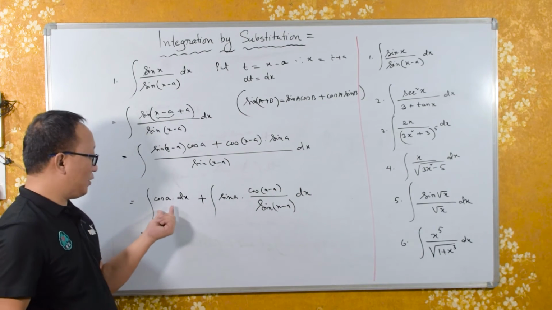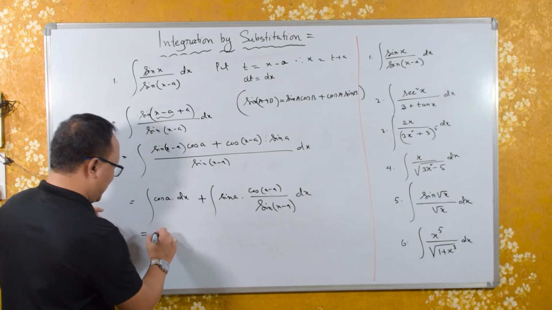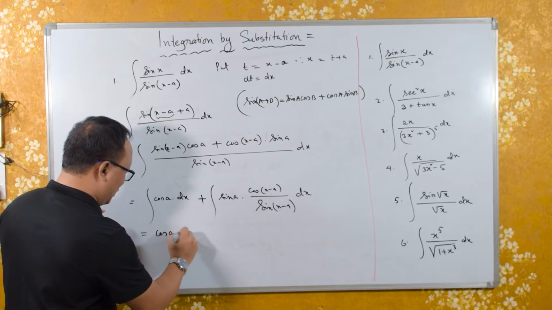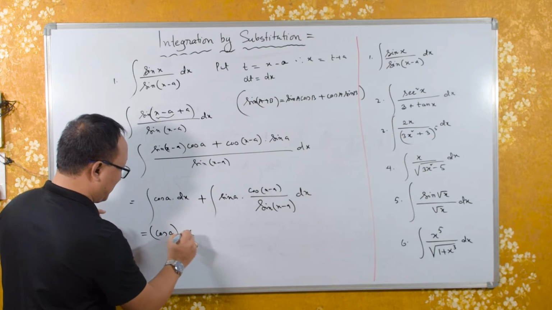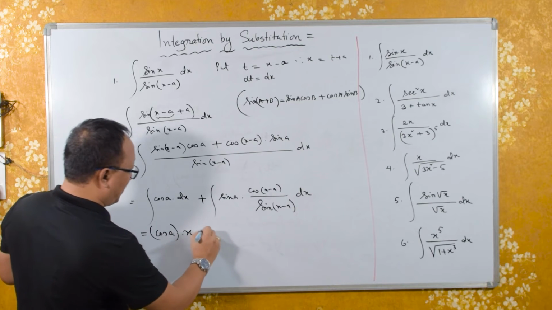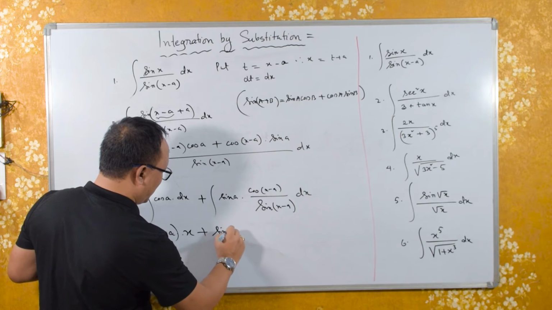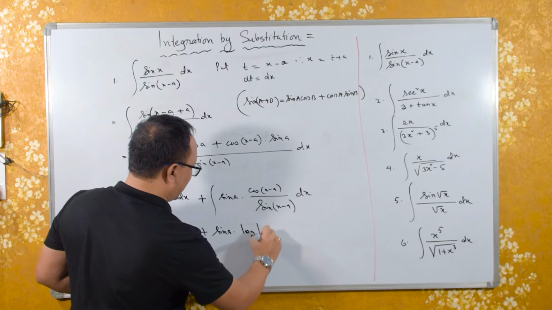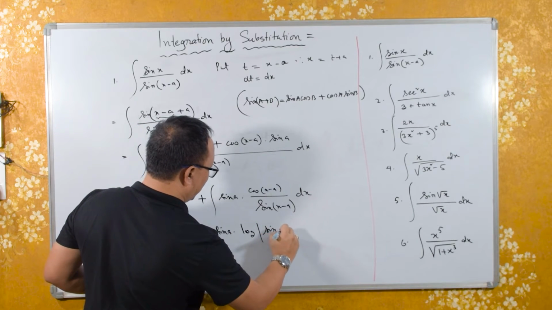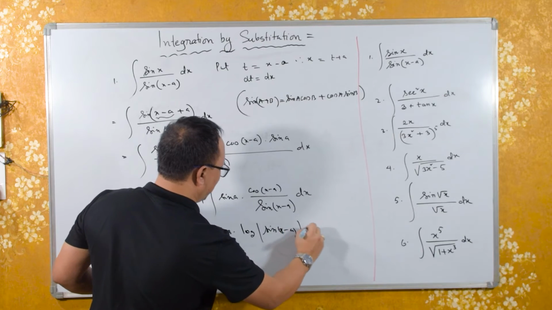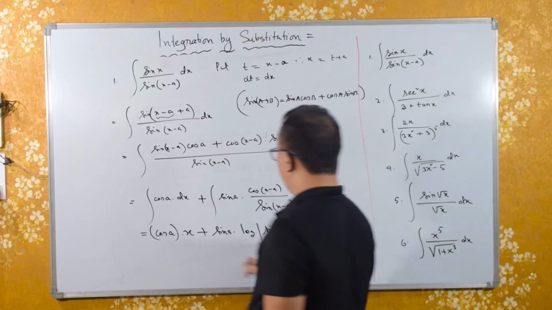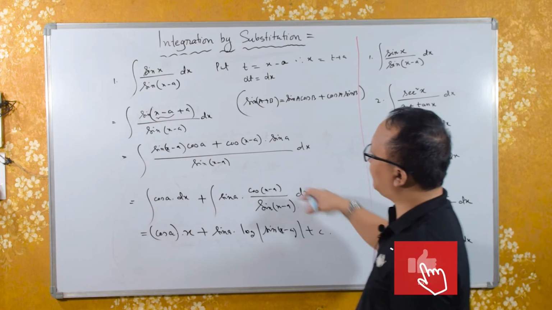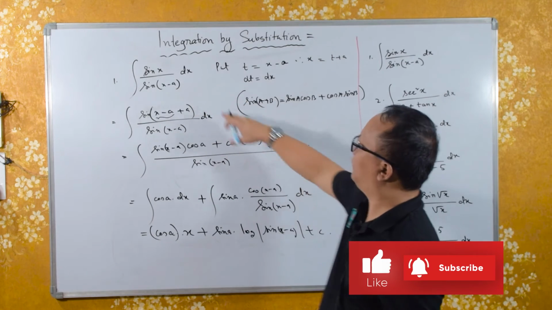Now, cos a into dx is what? This is cos of a into x plus sine of a into, that is log of sine of x minus a, plus c. This is the required answer. This way also we can solve.